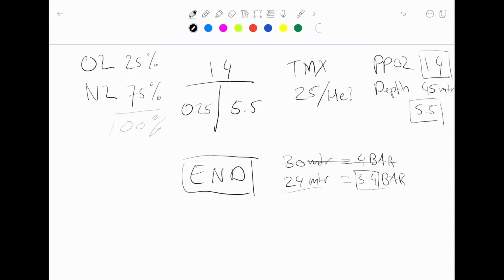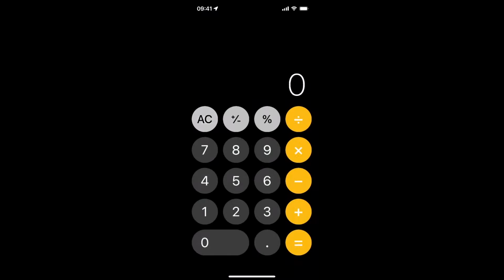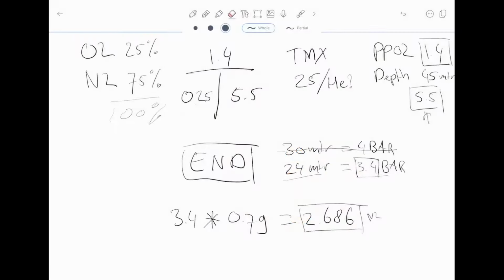So we take that pressure, 3.4, and multiply it by the nitrogen fraction in air, and this gives us an answer. Going to my calculator: 3.4 times 0.79 is 2.686 partial pressure of nitrogen. Now, this looks important, so I'm going to put a box around it.